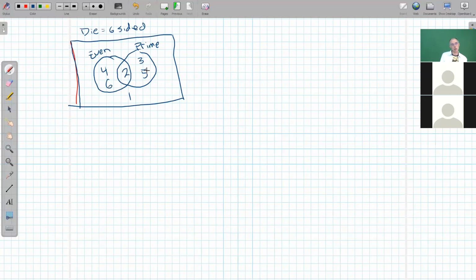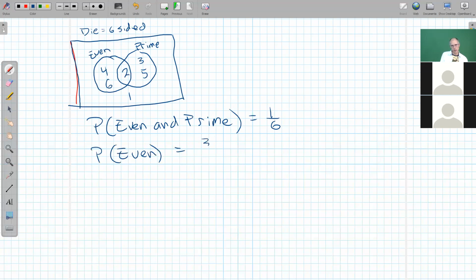So Venn diagrams can be helpful in doing probabilities. So the probability of being even and prime: 2 is the only number that fits that description. So that probability is 1 out of 6. The probability of just being even, we looked at earlier, that is 3 out of 6. The probability of being prime is also 3 out of 6. And these 3 events go together to form the probability of being even or prime.